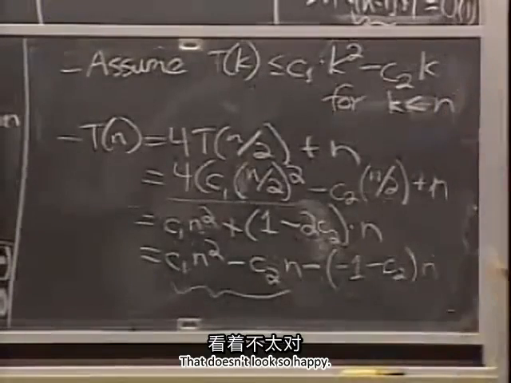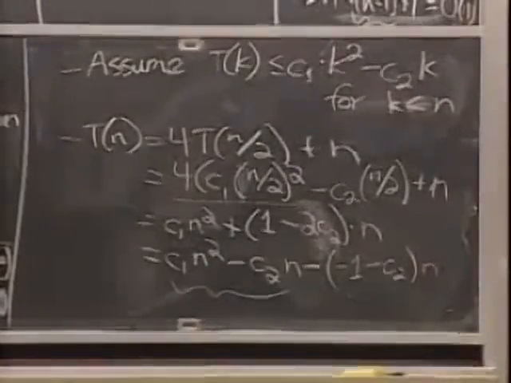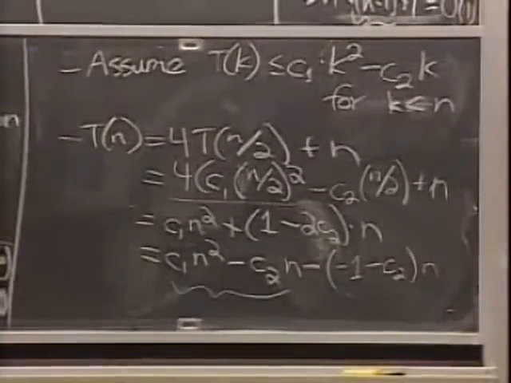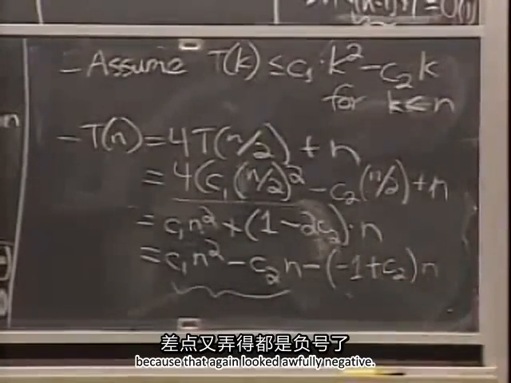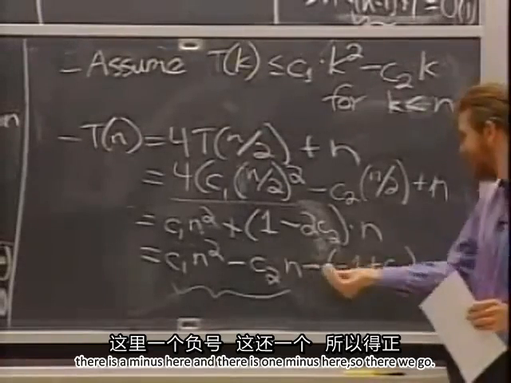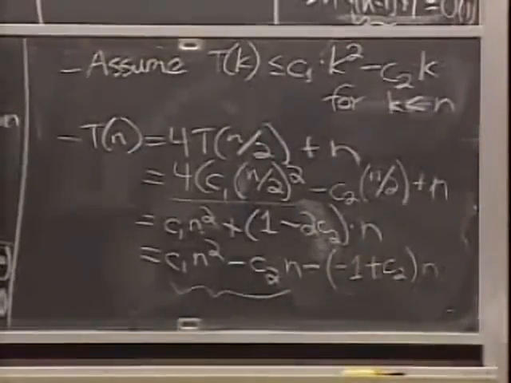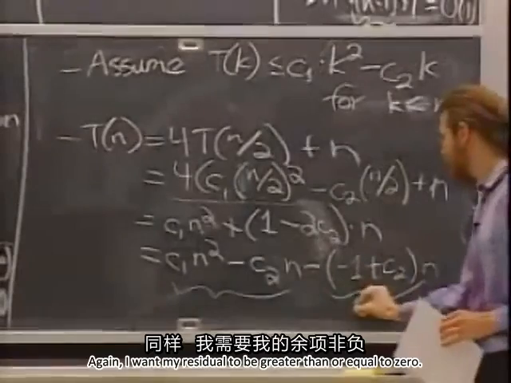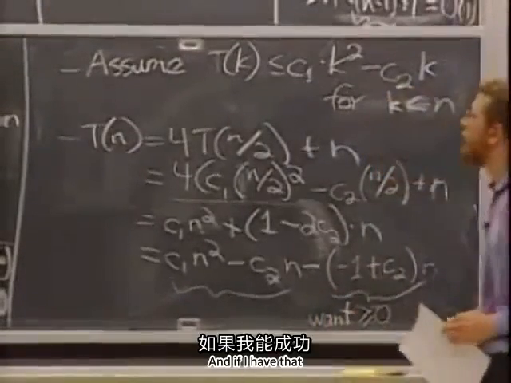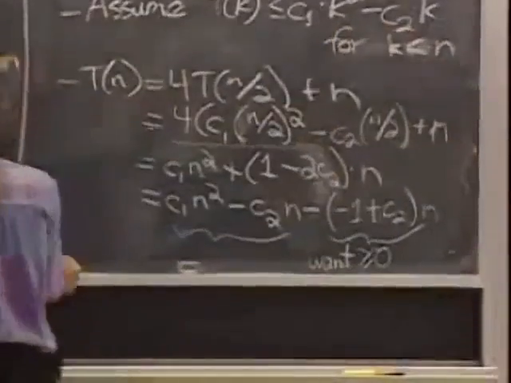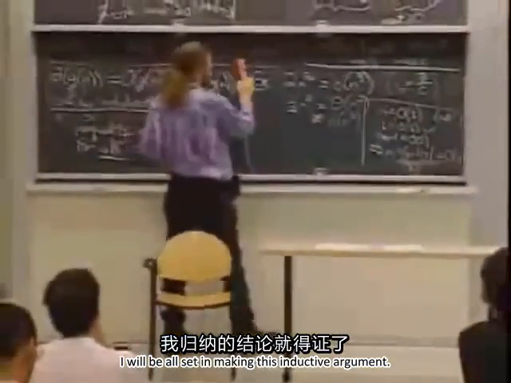It doesn't look so happy. C2 minus 1 plus C2. Thank you. Whew. That again looked awfully negative. Yeah, it's plus C2. I'm getting my sign errors. There's a minus here, and there's one minus here. So there we go. So again, I want my residual to be greater than or equal to 0. And if I have that, I'll be all set in making this inductive argument.